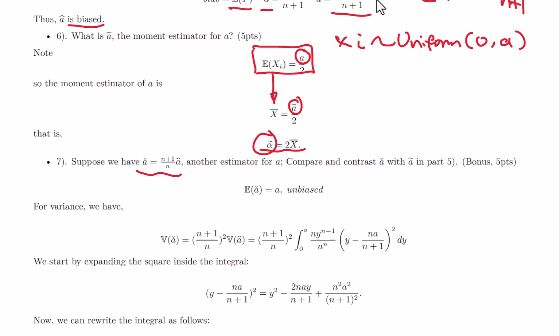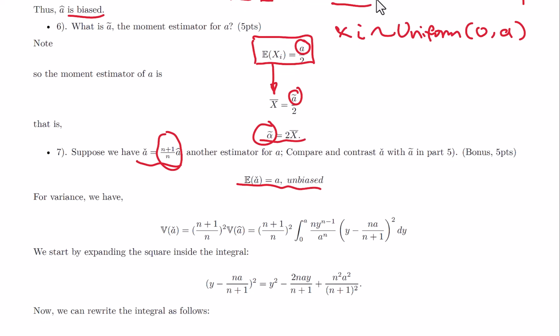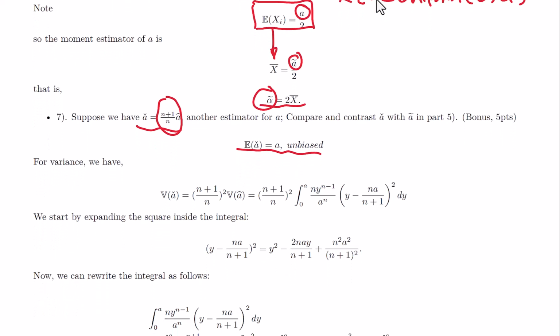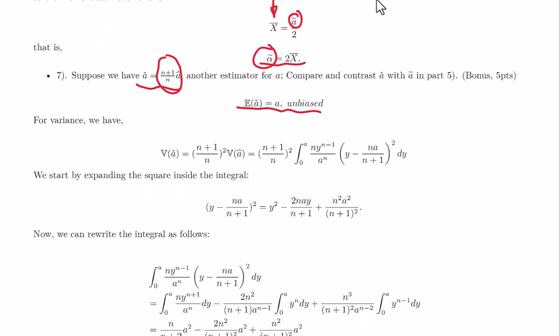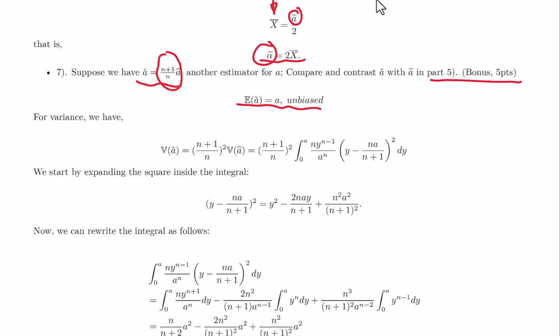A star. A star here is an adjusted MLE, because the MLE is a hat, but we know the MLE is biased. So we make an adjustment to make it unbiased. So both a tilde and a star are unbiased. And then which one is better? Of course, if both are unbiased, then we need to check the variance, the second moment.